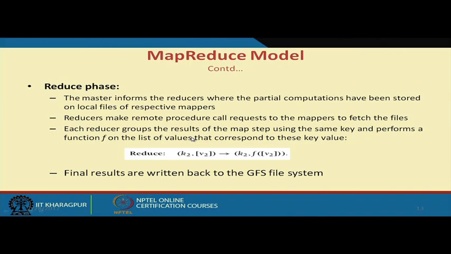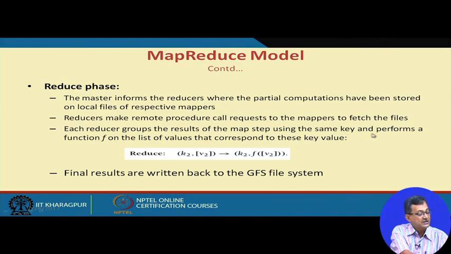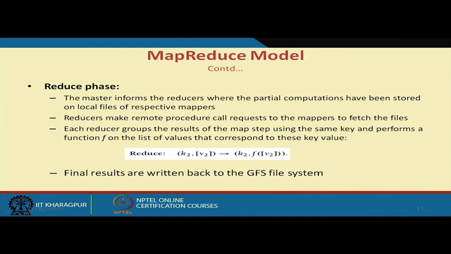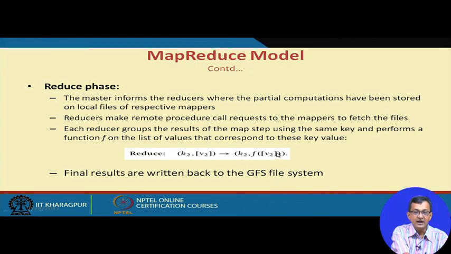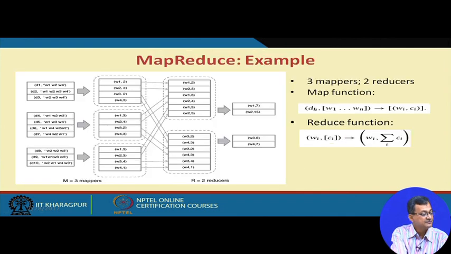Each reducer groups the results of the map step using the same key, applying a function f: (k2, v2) to (k2, f(v2)). So, here the aggregate function comes into play. If we remember our problem, for every key or every word we want to calculate the frequency. So, the function here is summing up the frequencies. It can be different for different types of problems. So, it goes to another key value pair. The final results are written back to the GFS, the Google File System, right.